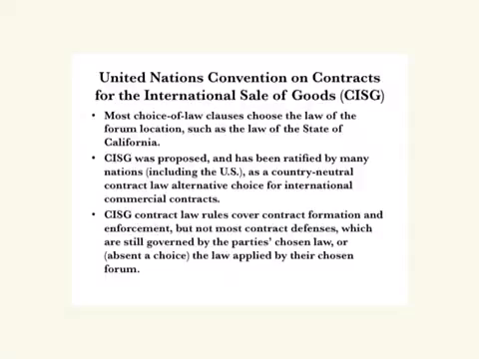Because companies outside of the United States, to some extent, and outside of the United Kingdom, didn't always want to have their law chosen in the contract with an American or English company as American or English law, the United Nations Convention on Contracts for the International Sale of Goods was proposed and enacted and has been ratified by many nations, including the U.S., as a country-neutral contract law alternative for international commercial contracts.